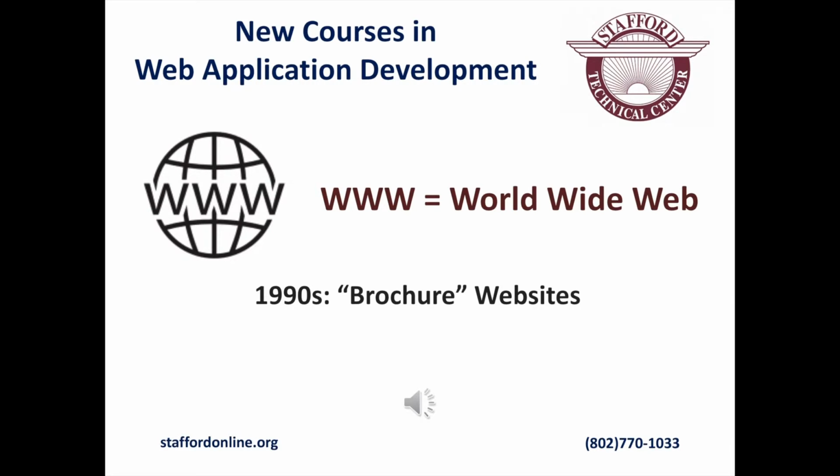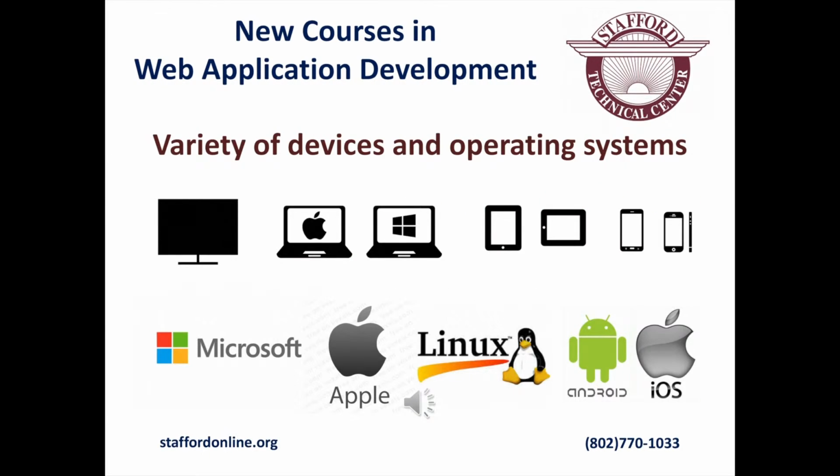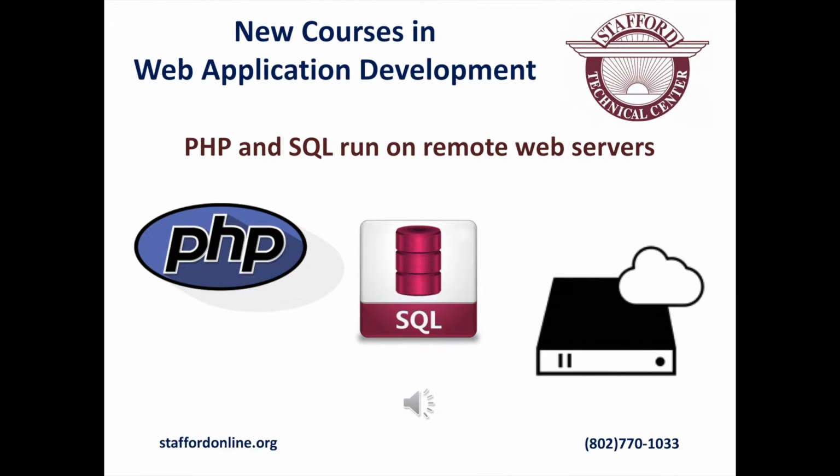The World Wide Web has evolved over 3 decades from simple brochure websites to more sophisticated websites, web apps, and web services. Websites are now viewed on a variety of devices and operating systems. Did you know that today's websites are typically built with between 3 to 5 different programming languages? Yes, HTML, CSS, and JavaScript run in your browser, while PHP and SQL run on a remote web server or cloud-based service. PHP is PHP Hypertext Processor. SQL is Structured Query Language.